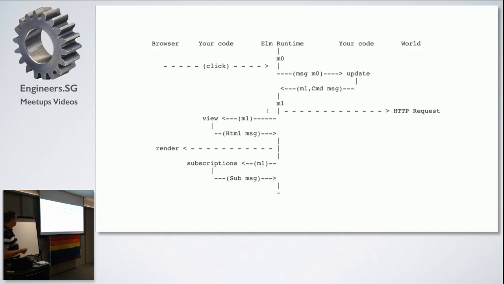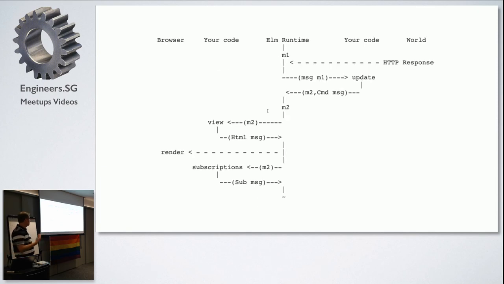And then it goes and calls your view function, says, hey, I have a new state. Do you want to render something else? And subscriptions, hey, do you want to subscribe to something else? No, thank you. All right. And this actually goes on, right? Events can come from other places. It could be that the HTTP request we fired off before is now returned, so the engine goes again, calling the update function, getting a new model, rendering the view based on this model, rendering subscriptions based on this model, and that's it. That's Elm for you, right?